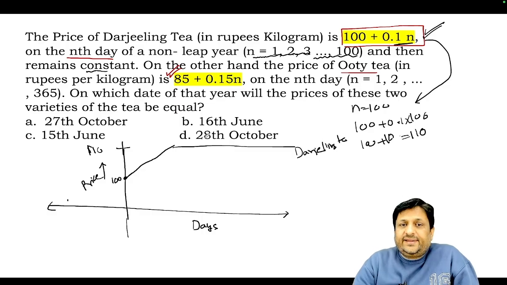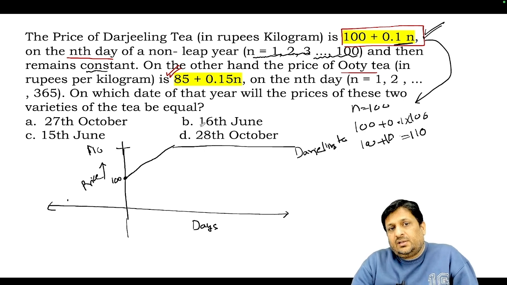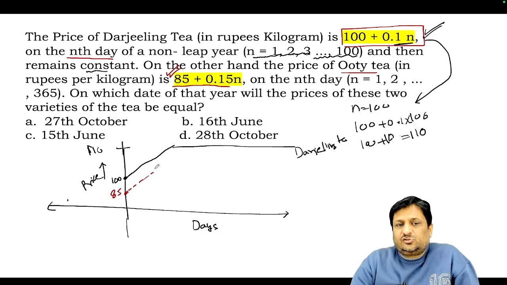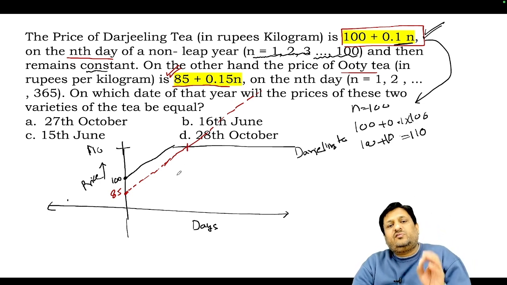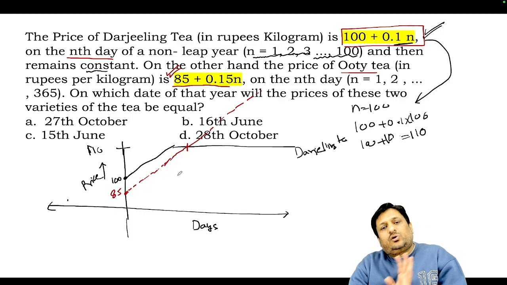Now the price of OTT keeps on increasing. It is not becoming constant, because look, the price of OTT when n was 0 was 85. So 85 is below this. It keeps on increasing, and its slope is more than the slope of the Darjeeling tea. It keeps on increasing linearly like this, so somewhere here it will cross the Darjeeling tea price. I need to find on which date it is going to cross.